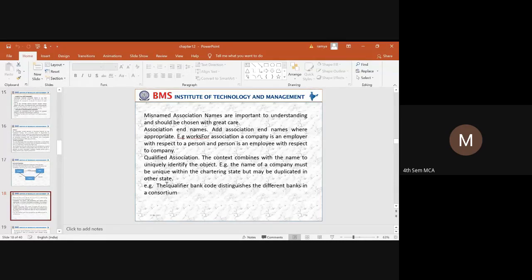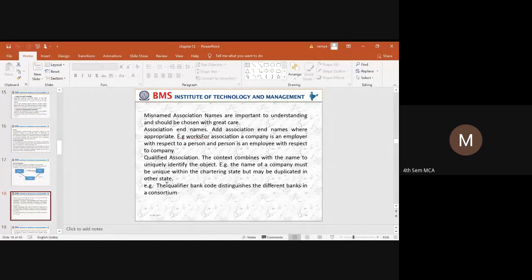Next thing is association end names. The association end name should be appropriate, whatever association you are giving with respect to the class. Each and every association has its own name, so that has to be taken care of.